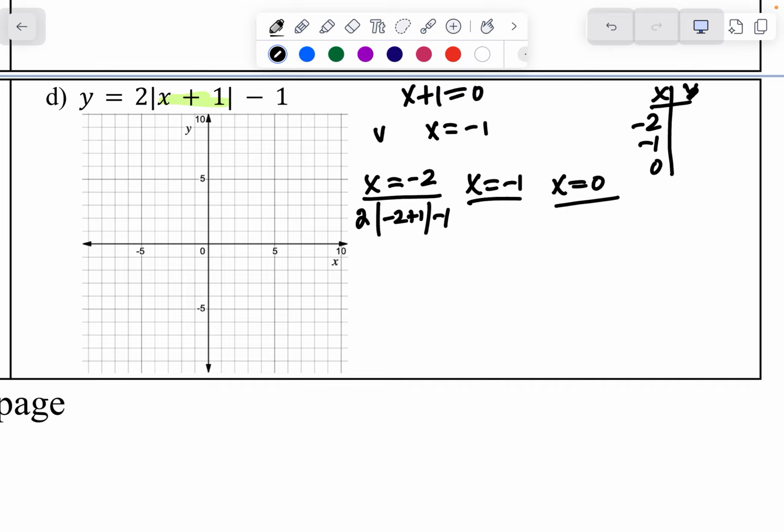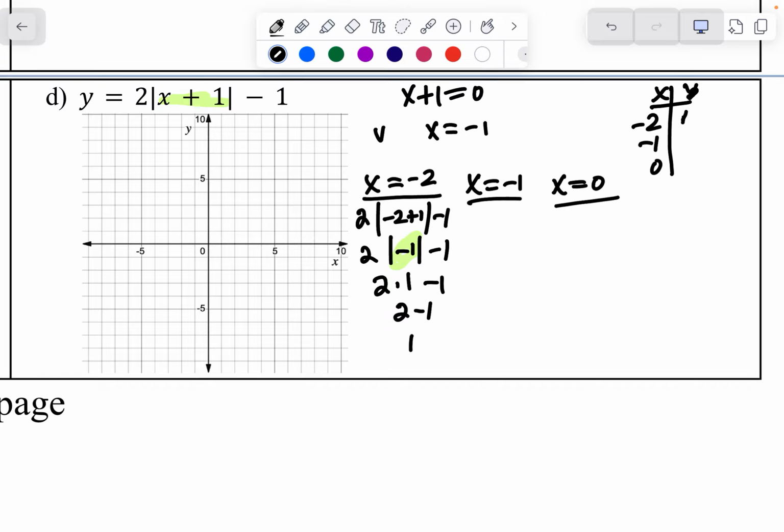So that's our initial substitution. Take out the x, replace it with negative 2. Sometimes you might have to put a parenthesis there. You don't really have to for this one. 2 times the absolute value of negative 1. Because the absolute value will make this portion positive, that's just 2 times positive 1. And then that becomes 2 minus 1, or 1.